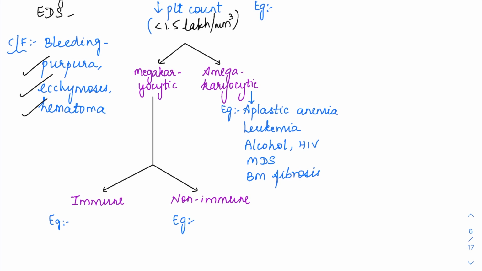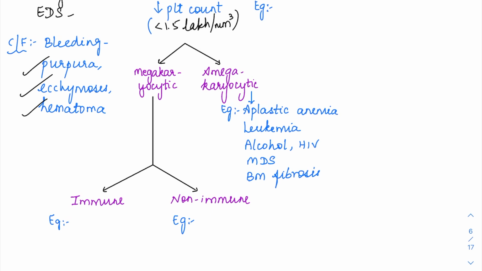Whenever there is a decrease in the platelets, the bone marrow is going to try to compensate for the decrease. It is trying to produce more and more platelets. In that case, the bone marrow is going to have lots and lots of megakaryocytes, which are the precursors for platelets. So there is going to be megakaryocytic proliferation. Those kinds of thrombocytopenia you are going to call megakaryocytic thrombocytopenia.